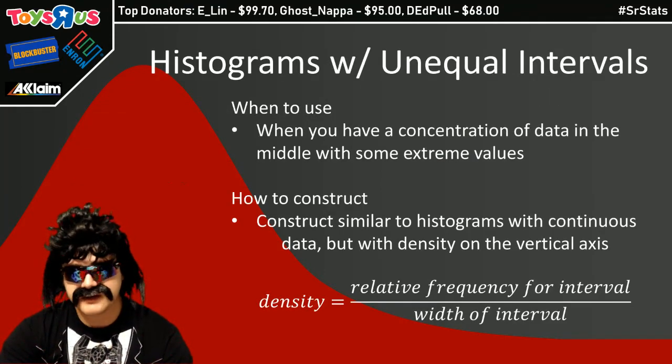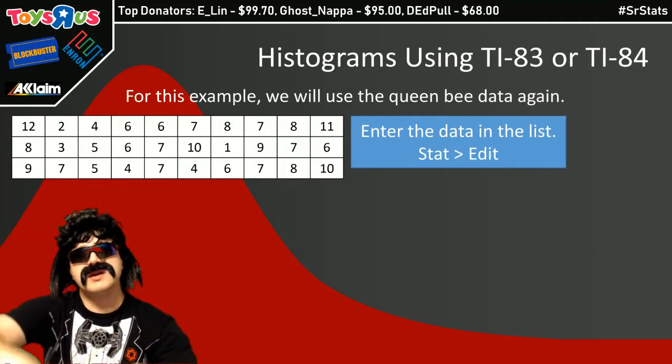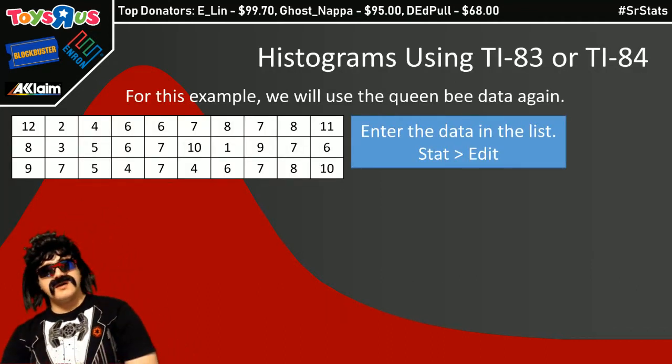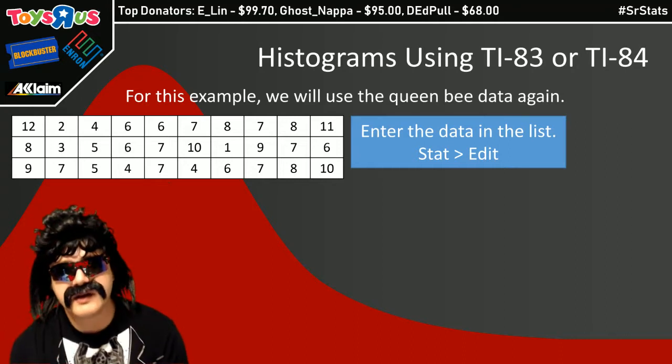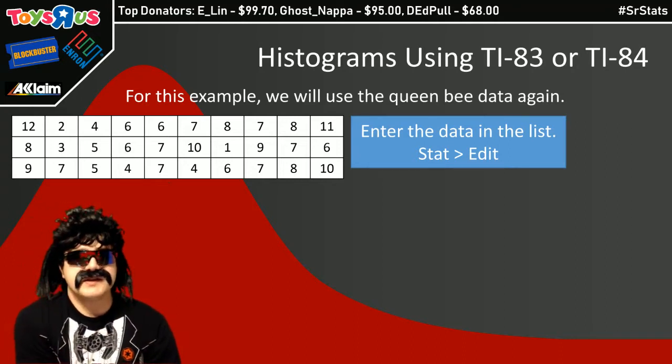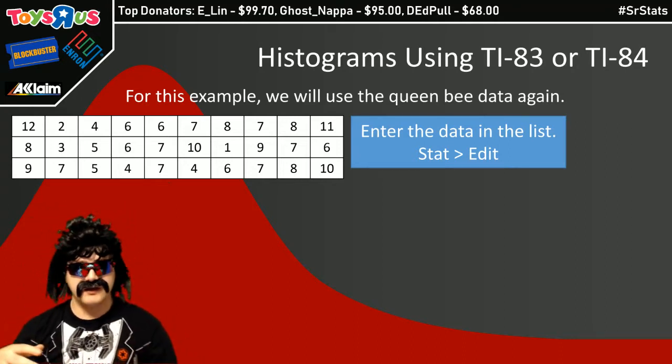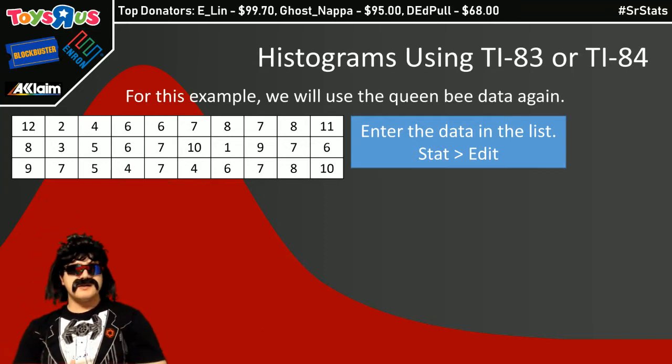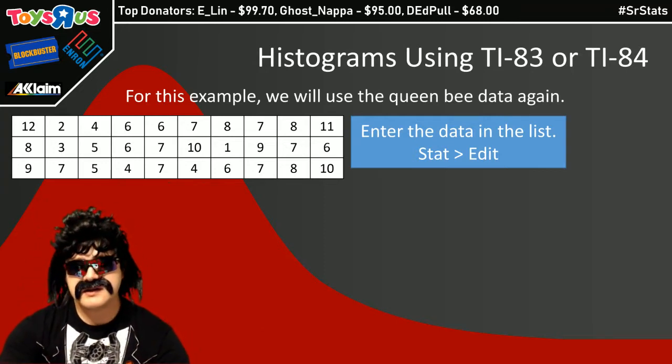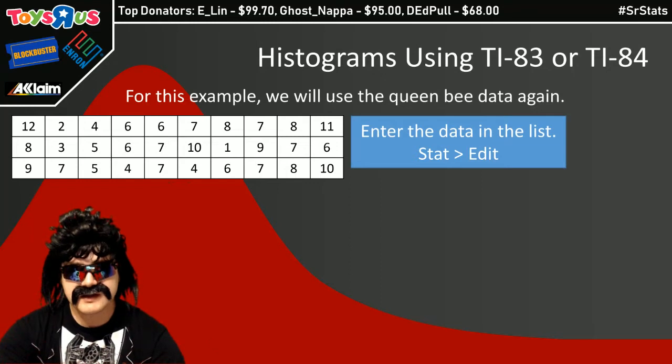So actually, sorry, that was the wrong one. Now we're going to be talking about how we can use the histogram with a TI-83 or the TI-84. For this example, we will use the queen bee data again. So we're going to take all this data and we're going to put it in our stat table. So we hit stat and edit.